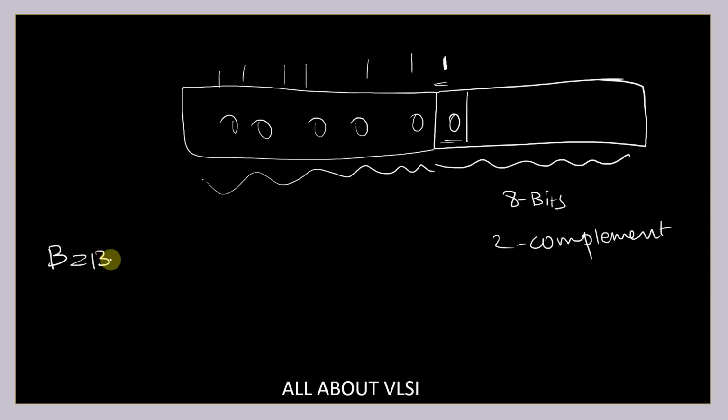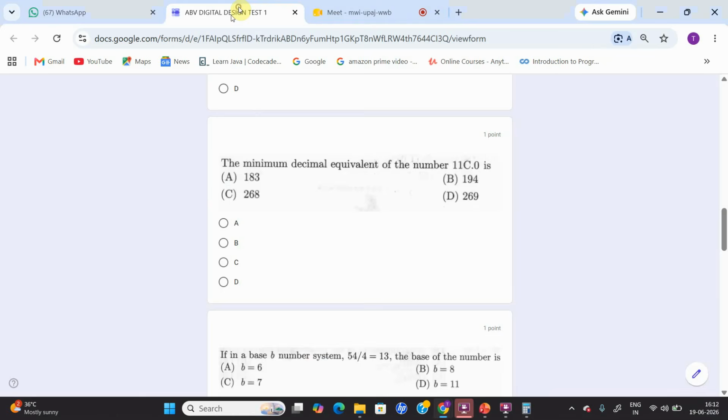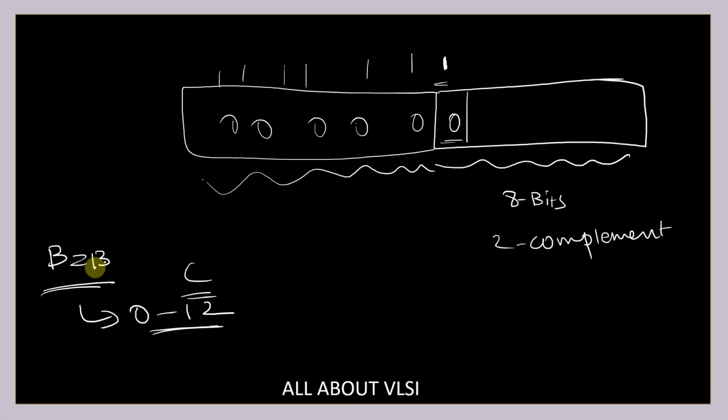13, then the digits in base 13 will be from 0 to 12, which is nothing but C. So that's the reason I'm going to consider my minimum base to be 13, because the maximum value of the digit present over here is C. So the base for this particular number is 13.